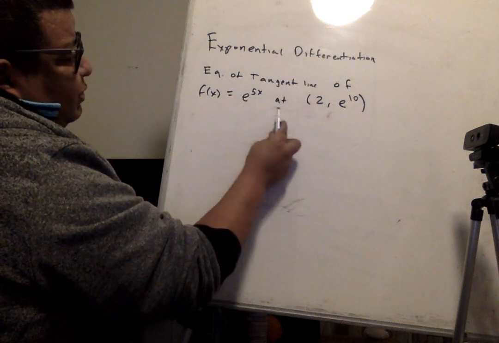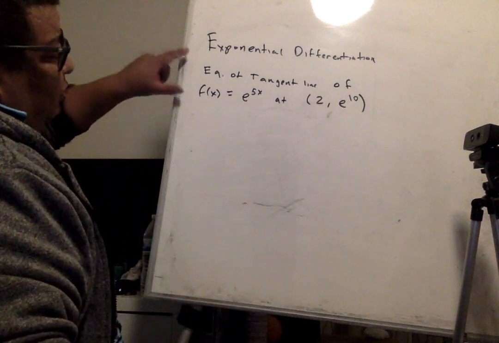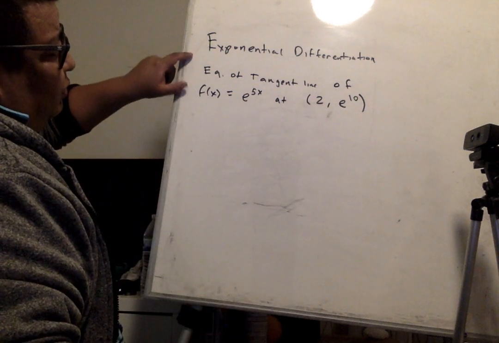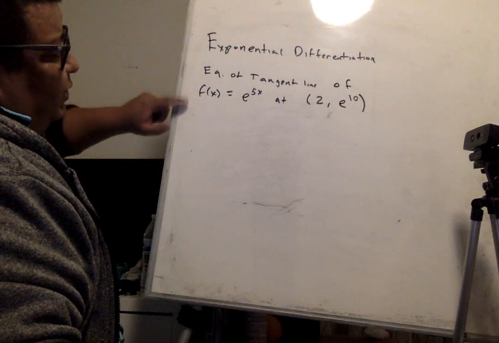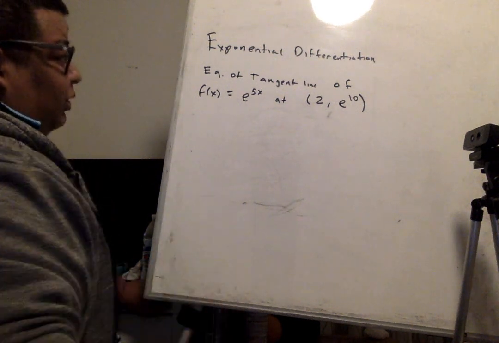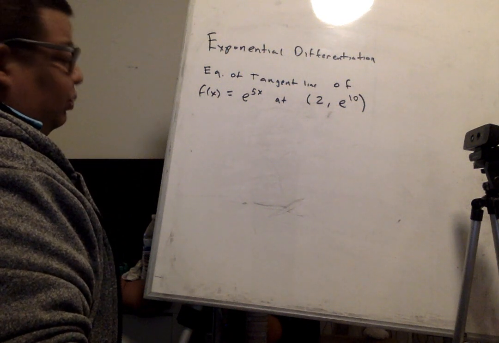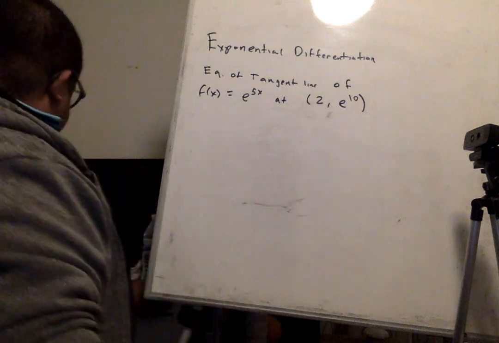In this video we're going to look at the equation of the tangent line of f of x equals e to the πx at the point 2 comma e to the 10. In this case we're going to use exponential differentiation to find the slope of such a line, and we're going to use the point-slope formula to include that slope and this point.